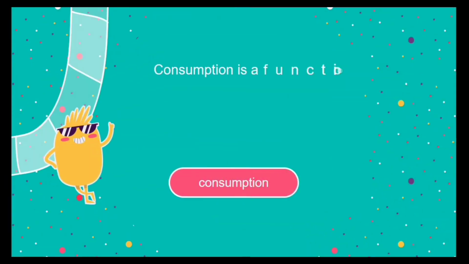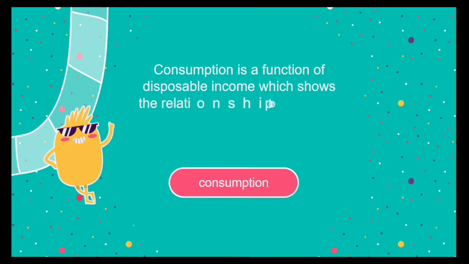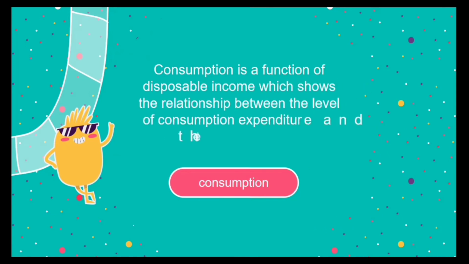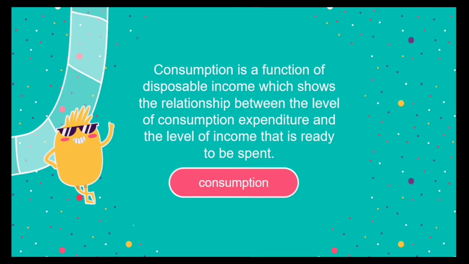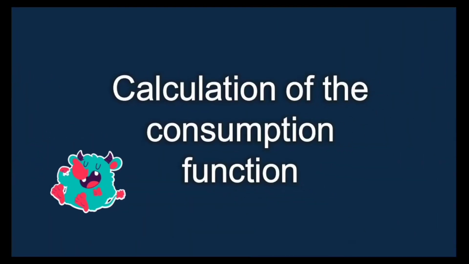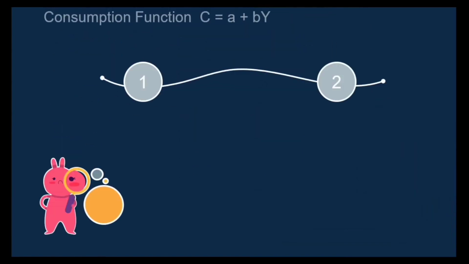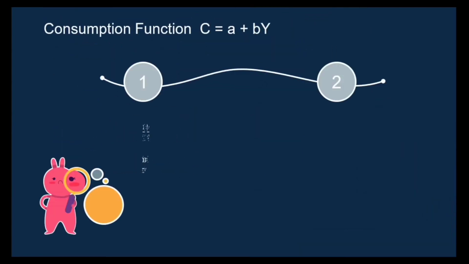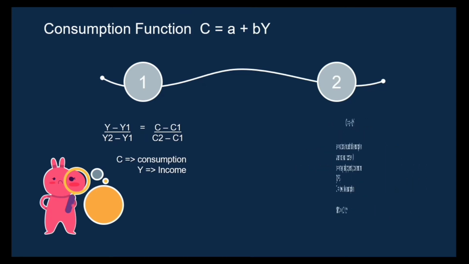Consumption is a function of disposable income, which shows the relationship between the level of consumption expenditure and the level of income that is ready to be spent. Calculation of the consumption function. The formula is C equals E plus BY.